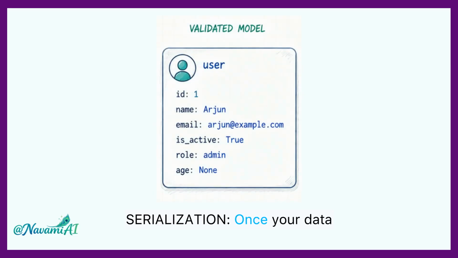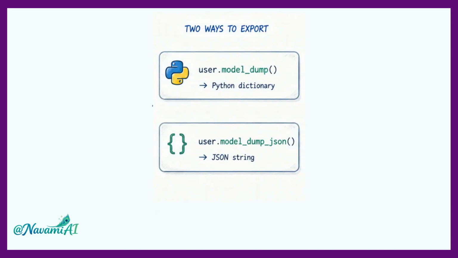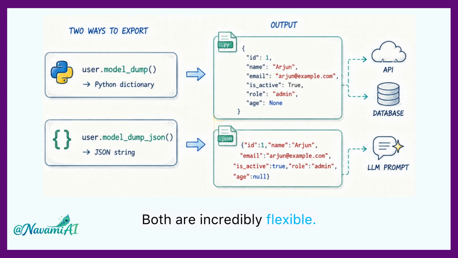Serialization. Once your data is validated and inside a Pydantic model, you need to get it back out. For API responses, database writes, or LLM prompts. Two methods do this. One is model_dump, which returns a Python dictionary, and next is model_dump_json, which returns a JSON string. Both are incredibly flexible. You can exclude fields, handle None values, use aliases in the output, all with keyword arguments. No custom serialization logic needed.